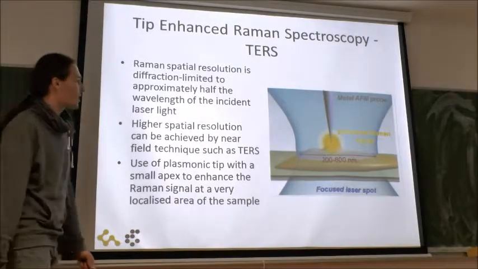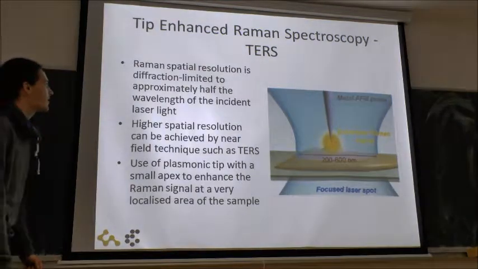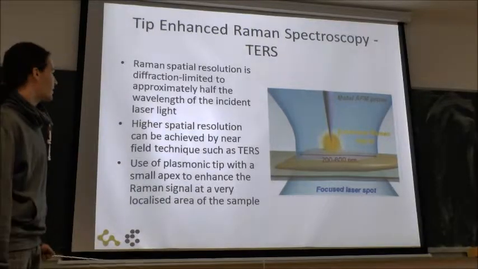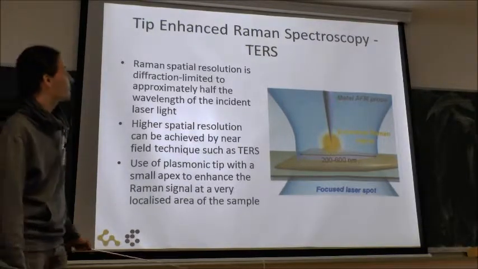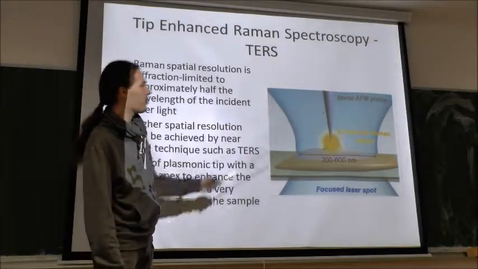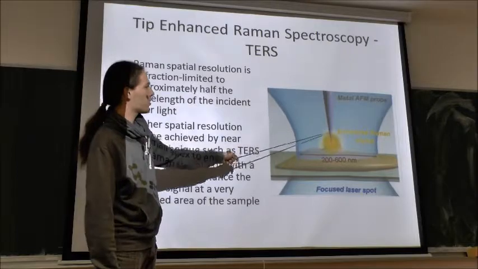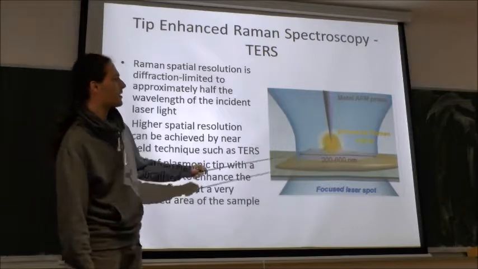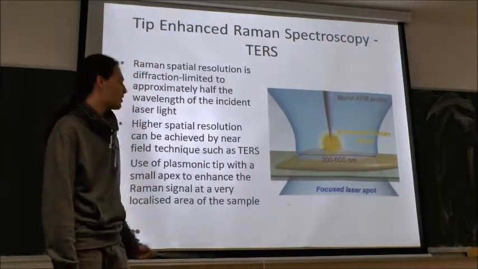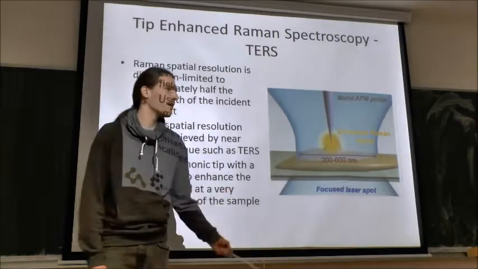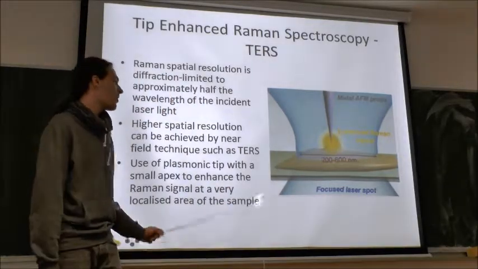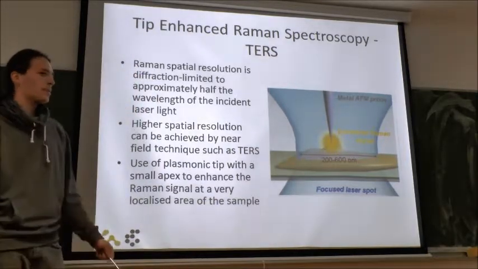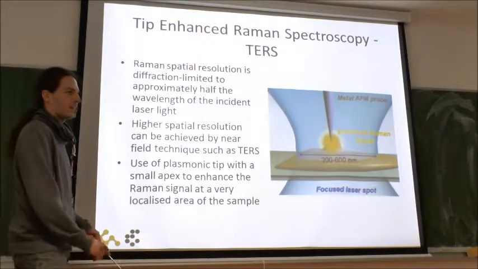Raman resolution is limited because of the optical limitation, and with tip-enhanced Raman we use a metal probe. We bring this metal probe close to the sample, and with this probe we enhance the Raman signal, and the resolution in principle can be around 15 nanometers. But of course the problem is that we need very good tips. The best tips are those that have just one atom at the end of the tip.